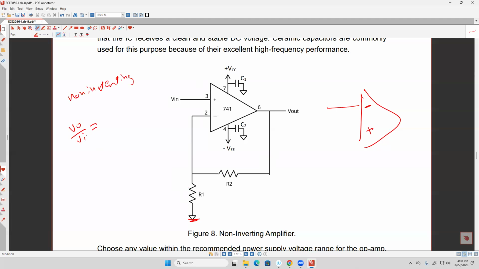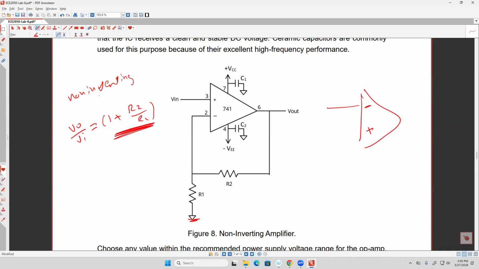The gain, which is V output divided by V input, is what I'm expecting, and that's what I want you to see in this lab: 1 plus R2 divided by R1. R2 is the feedback. The word feedback means you connect from the output to the input. So this is the gain I am expecting.